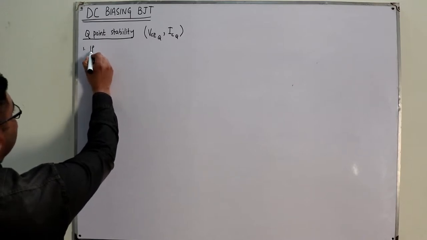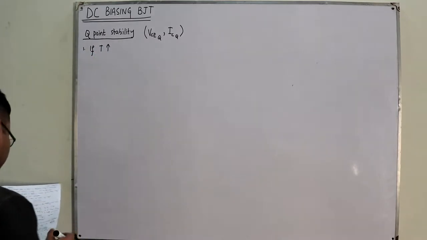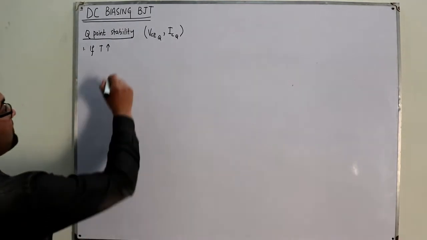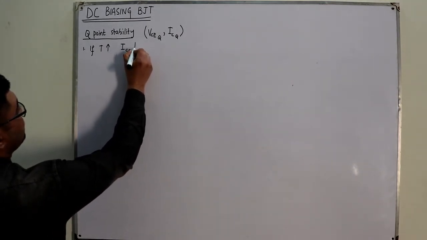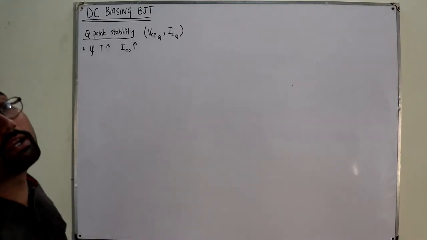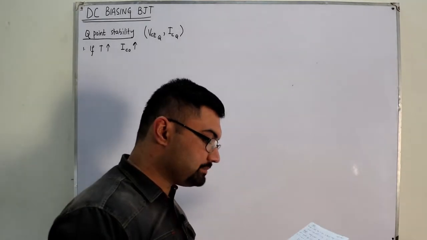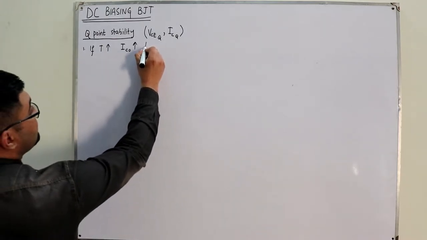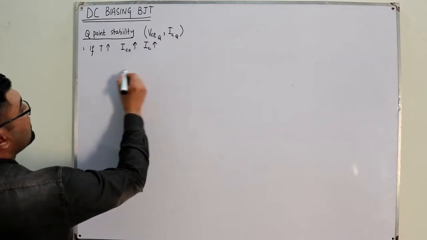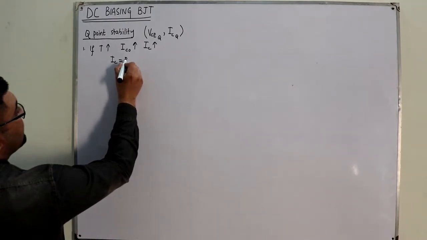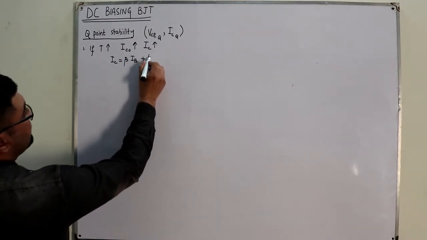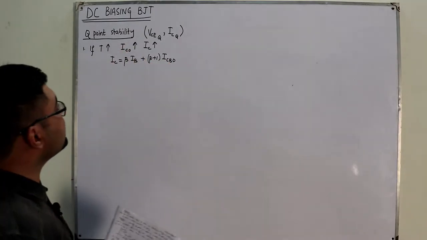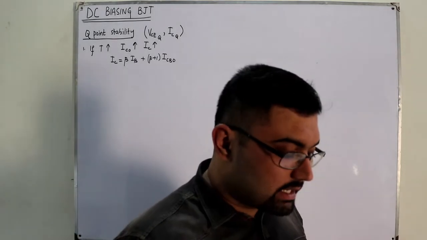Number one is that if the temperature increases, what happens? The reverse leakage current increases. The main thing that happens is that ICO increases. This is the reverse leakage current. And if this increases, this means that IC will increase. Why? If ICO increases, IC has to increase. Because IC is equal to beta times IB plus a very big factor of (beta plus 1) times ICBO. So if the reverse leakage current is increasing, the collector current will increase.